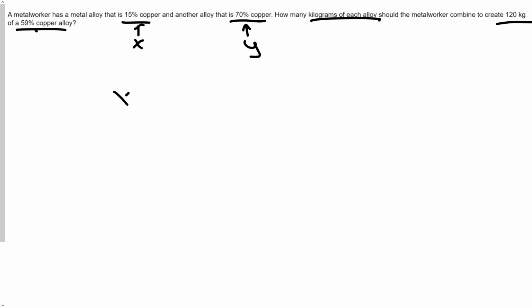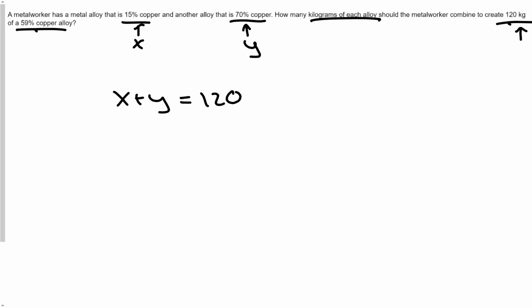So that means that when I add these two things together that I'm going to mix, the total is going to be 120, right? That's my total. Okay, now the next equation is the hard one, right? That makes sense, right? You take some of the first one, some of the second one, mix it together. That's how much you get.